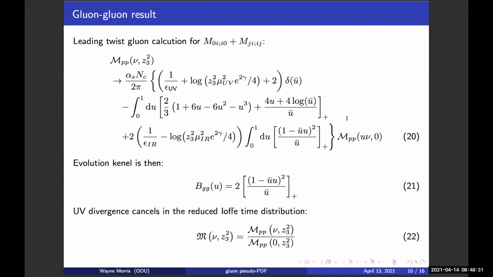So the leading twist gluon calculation result is given here with the usual evolution kernel from the coordinate space calculation. We have this constant part, and then we have this UV part, which again will cancel when we take this ratio here that I mentioned earlier in the talk. And so this is our reduced Ioffe time pseudo distribution.